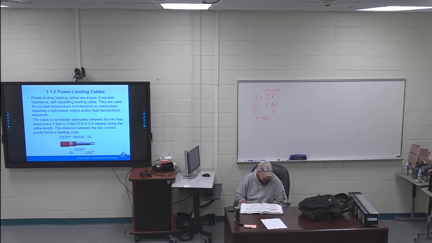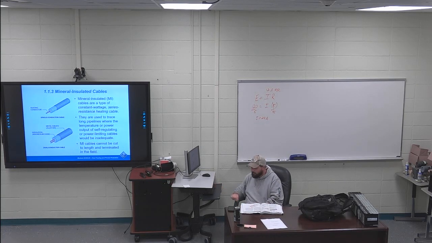Moving on to the next section, mineral insulated cables. 113. All I've got is the first sentence of 113 highlighted on page 4. Mineral insulated cables are a type of constant wattage series resistance heating cable. Moving on from there, I've got nothing highlighted on page 5. I've got 114 long cable installations.